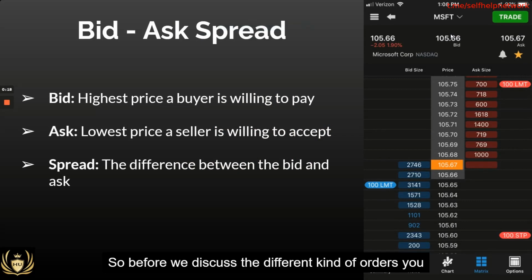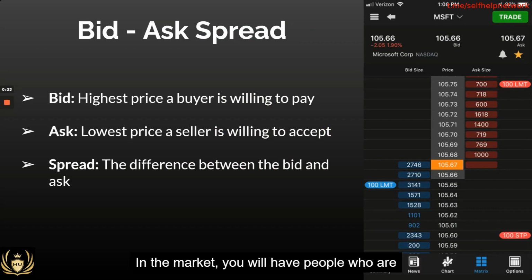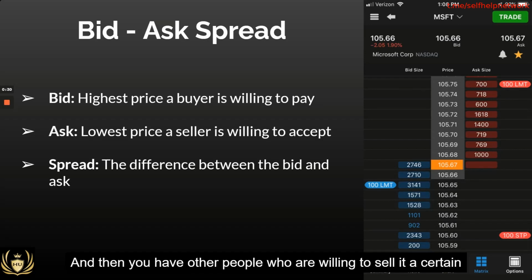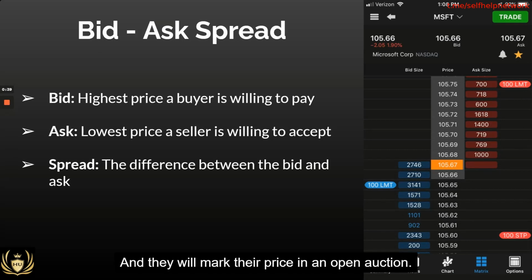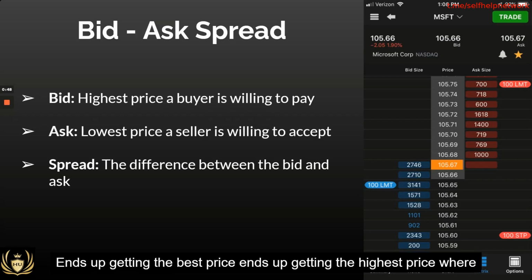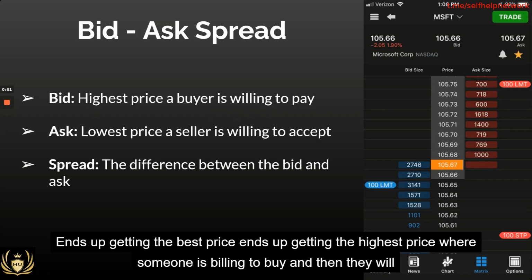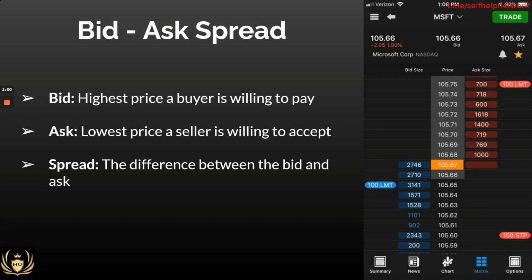Before we discuss the different kinds of orders you can place, we need to understand how price movement happens. In the market, you will have people who are willing to buy at a certain price, and other people who are willing to sell at a certain price. All of these participants come together and mark their price in an open auction, and the person who bids the highest ends up getting the highest price where someone is willing to buy. And then there will be another person who is willing to sell at the lowest price compared to all others.